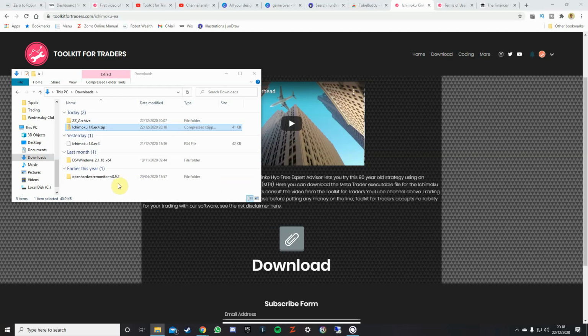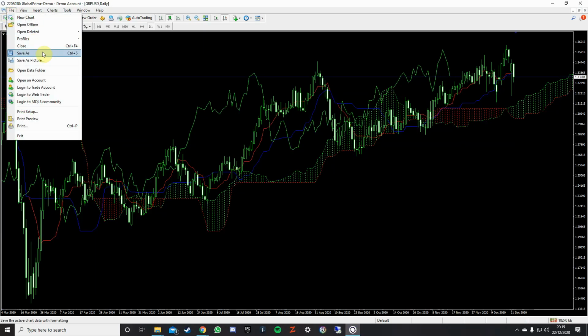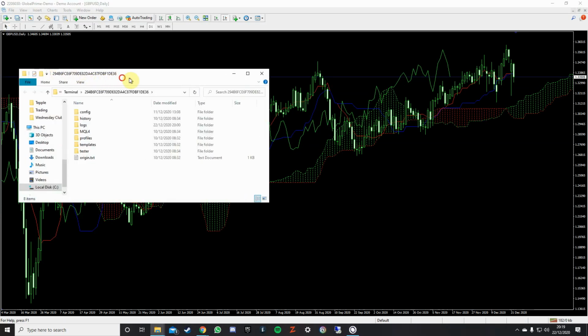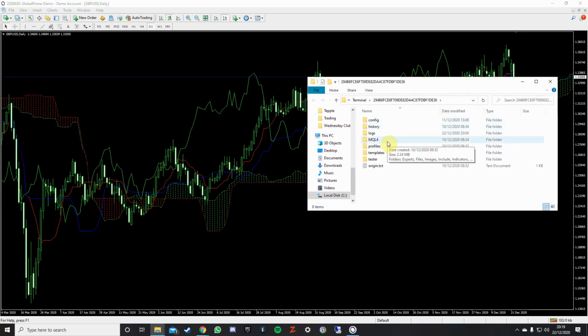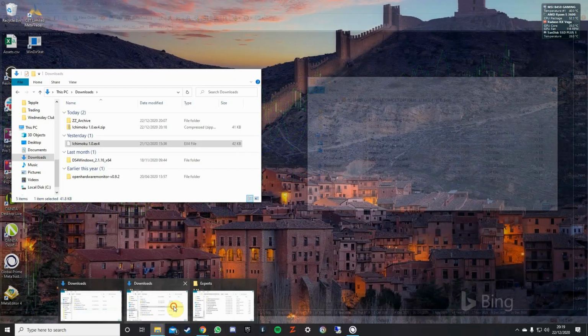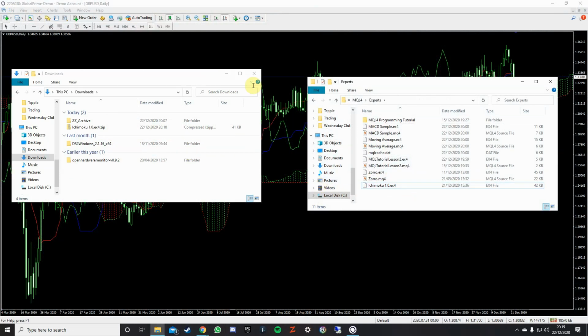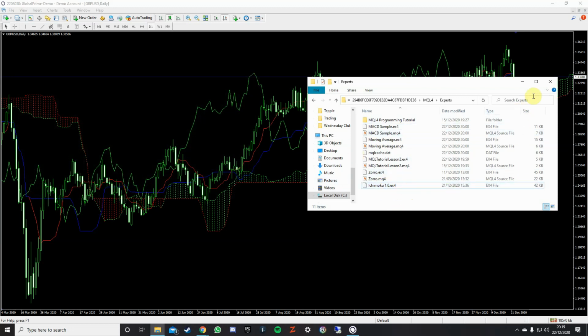So I'm just going to extract that, and you can see I've got the .ex4 file. What you need to do then is put that into your data folder on your MT4 terminal. If you go back to your MT4 terminal, click File and open the data folder, it will bring that up. As I said in a previous video, it's quite difficult to find, and you can use shortcuts that make it a bit easier. Navigate into MQL4, then into your experts folder, and then if you go back to your downloads, we can simply drag that across. So that's all you need to do, is drag that ex4 file.